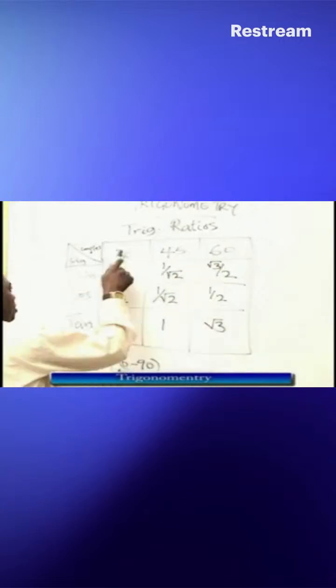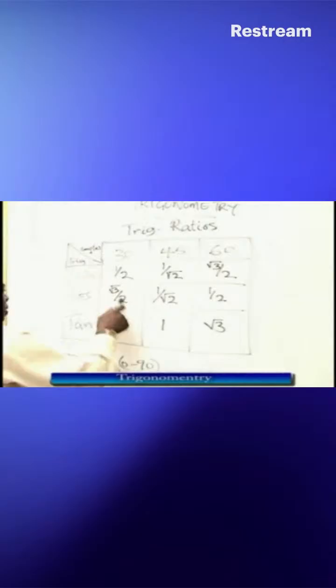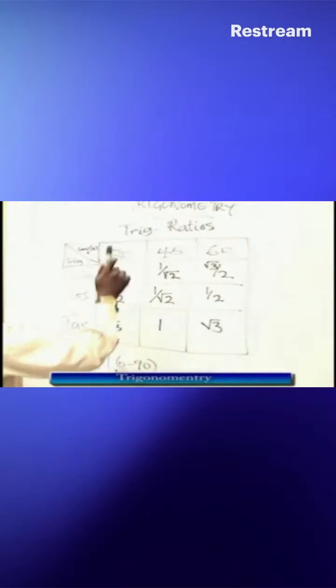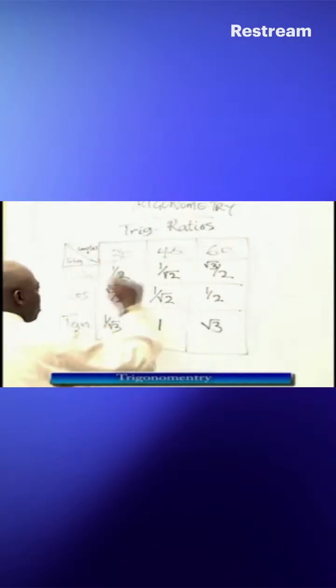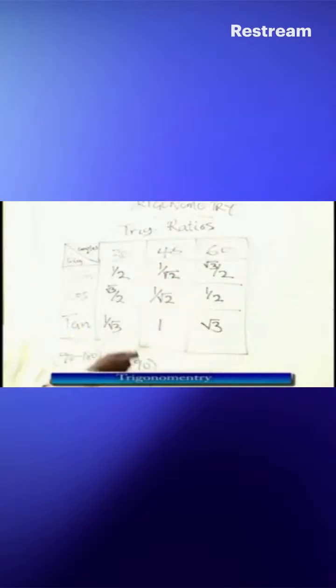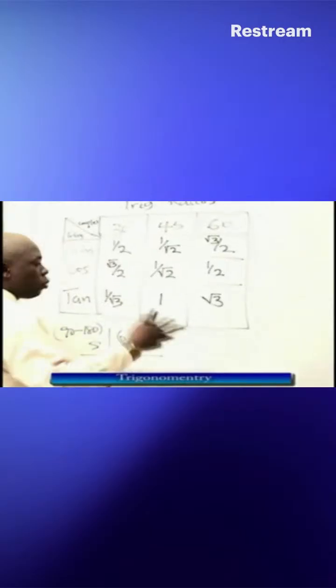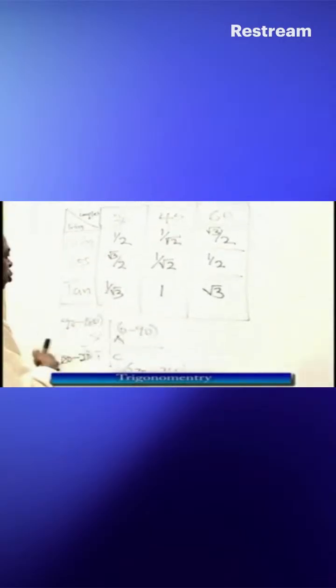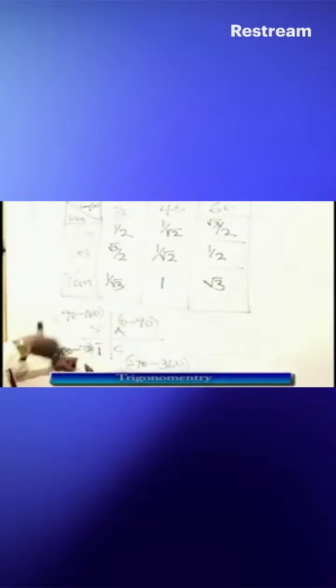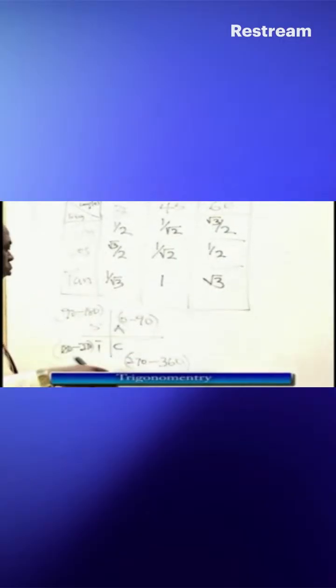Cos 30 is root 3 over 2. Cos 45 is 1 over root 2. Cos 60 is half. Tan 30 is 1 over root 3. Tan 45 is 1. Tan 60 is root 3. These ratios can be proven using SOH CAH TOA, but like I said, it's outside the scope of general mathematics. It's when you're dealing with further maths that you'll be taught how to do all of these things.